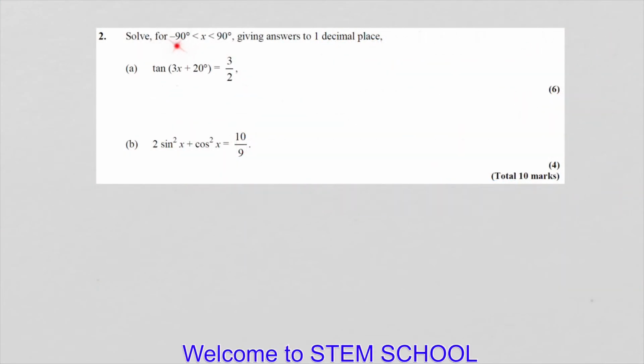Solve for minus 90 degrees less than x less than 90 degrees, giving answers to one decimal place. A, tan(3x + 20 degrees) equals 3 over 2, and B, 2 sine squared x plus cos squared x equals 10 over 9. So A part. So we've got tan, open bracket, 3x plus 20 degrees, equals 3 over 2.